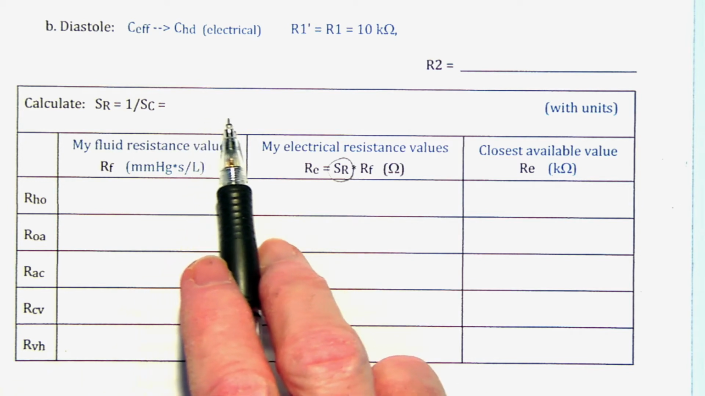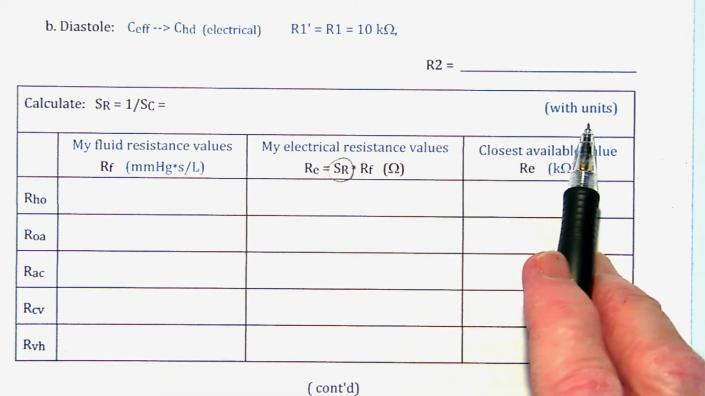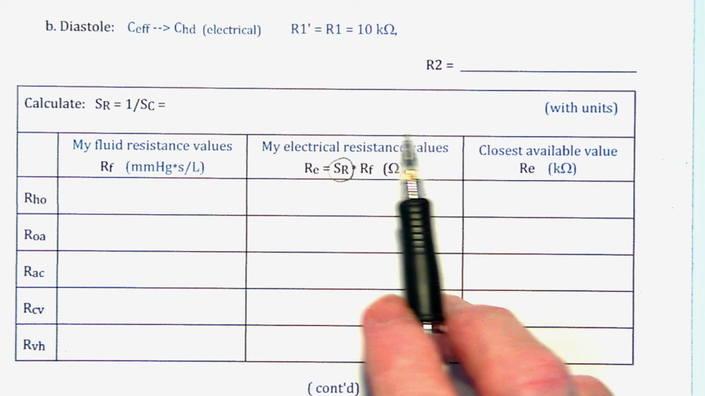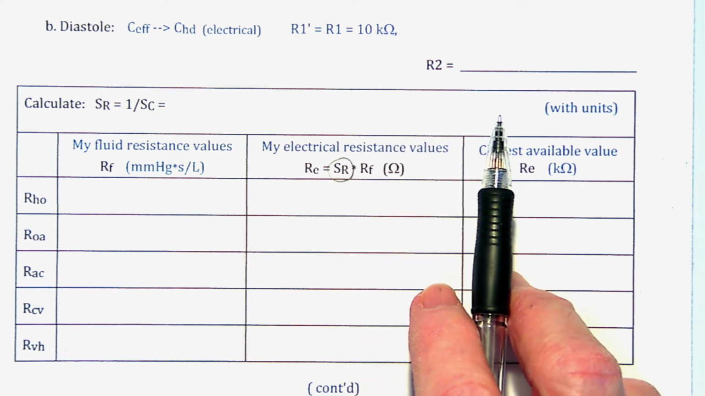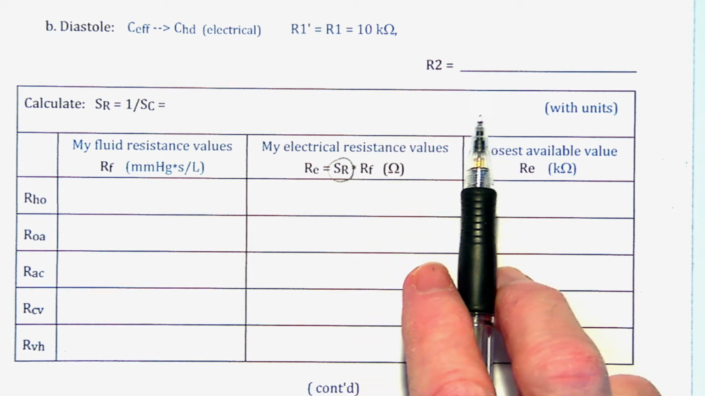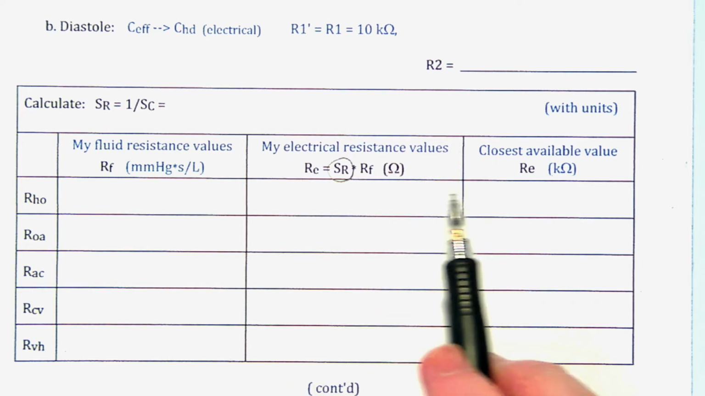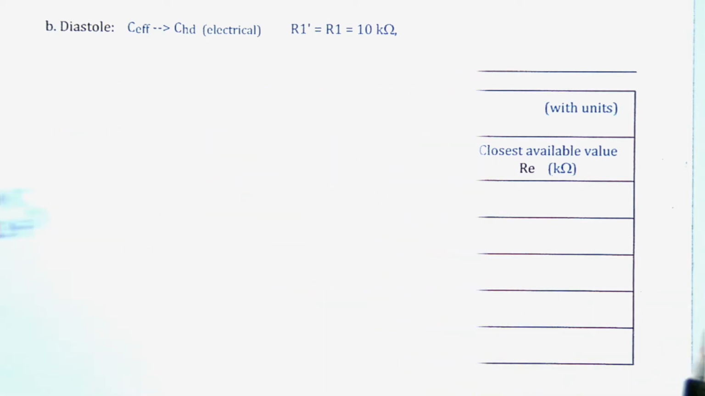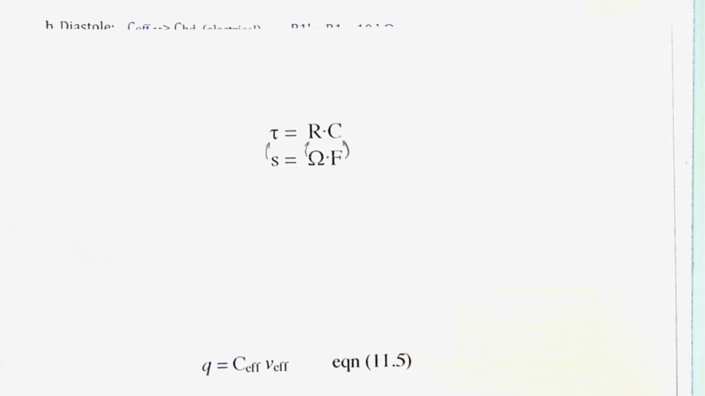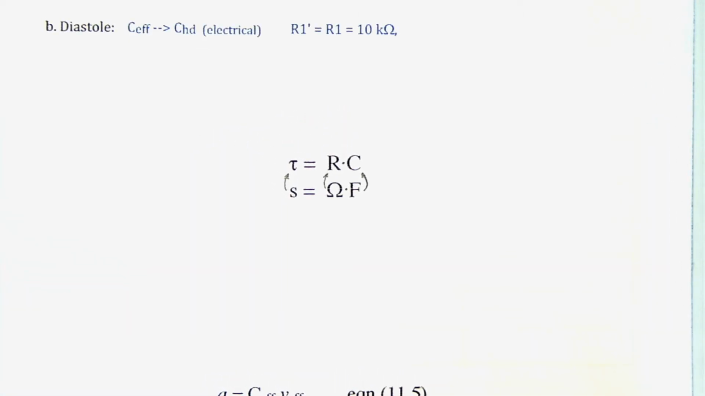Put that value down in here along with units. Now, there may be some confusion with units here because the units for S sub R are going to have farads in them. And you say, well, farads aren't anything to do with ohms, but there is an equivalent units equation here.